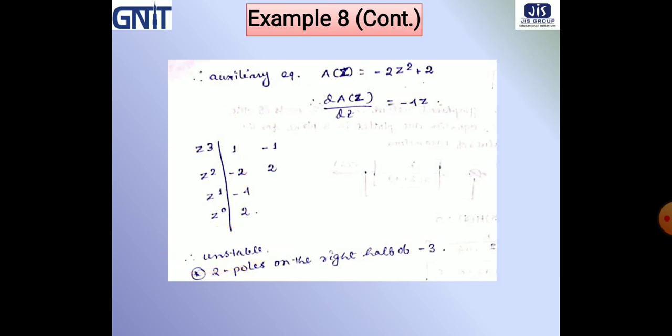Now how many sign changes are there? Here is one sign change, 1 to minus 2, and minus 4 to 2 is another sign change. So there are two sign changes. That means there are two poles to the right of minus 3. So you have to keep this in mind.